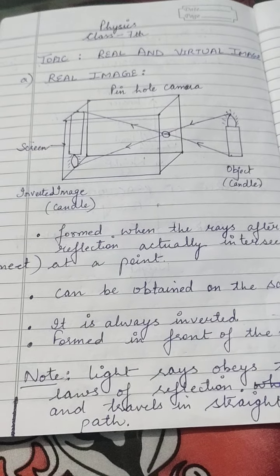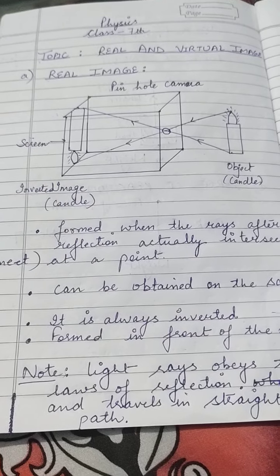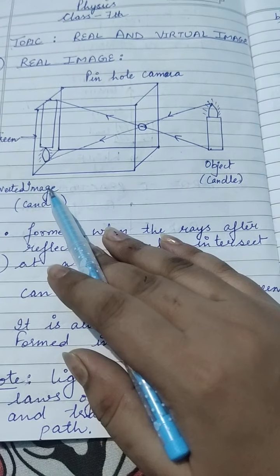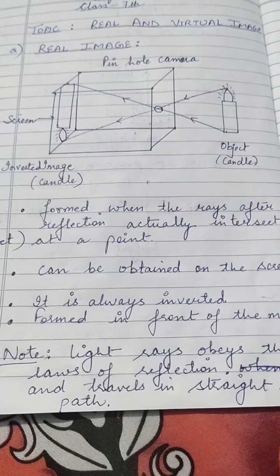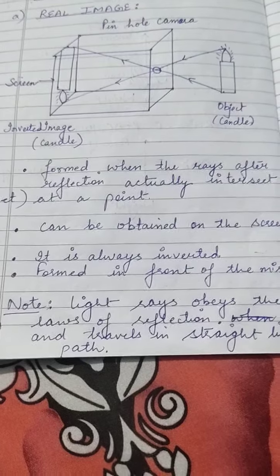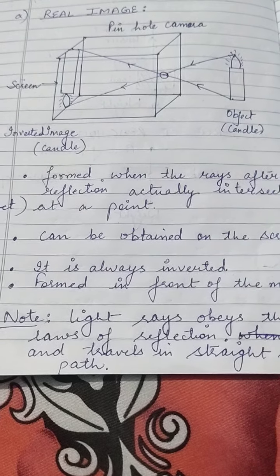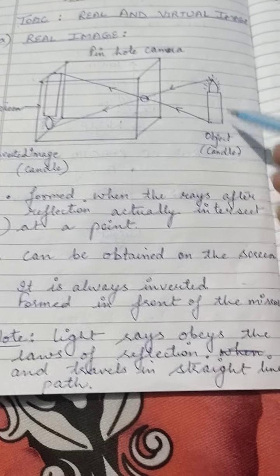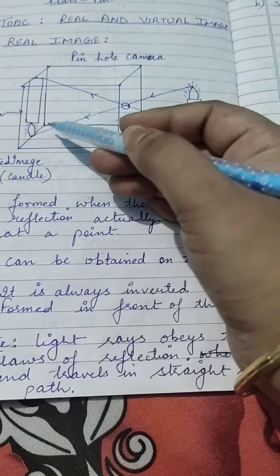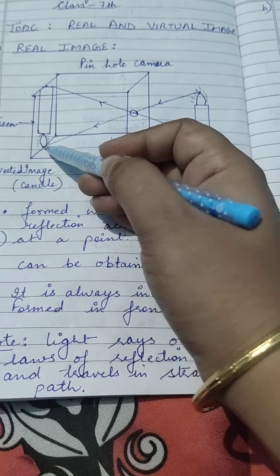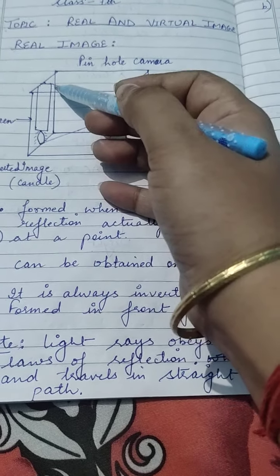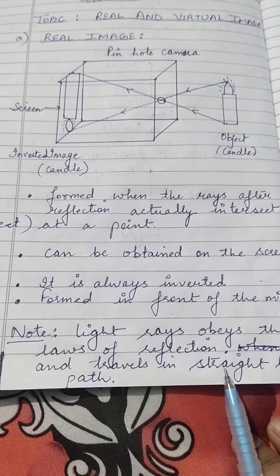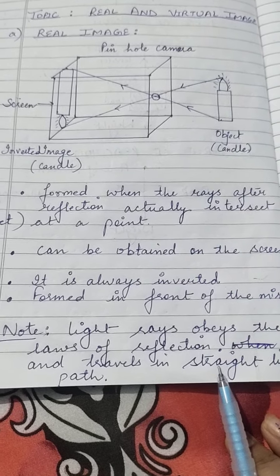So you were able to see that an inverted image of the candle was formed. So this inverted image of the candle is known as the real image. This is just for explaining to you what is the difference between the real and the virtual image. So here you can see that the light rays are traveling from this pinhole and they are meeting at this point on the screen. So the real and inverted image is formed on the screen.